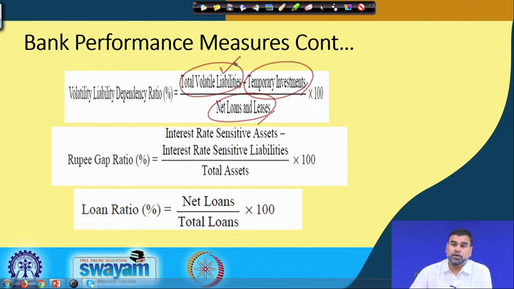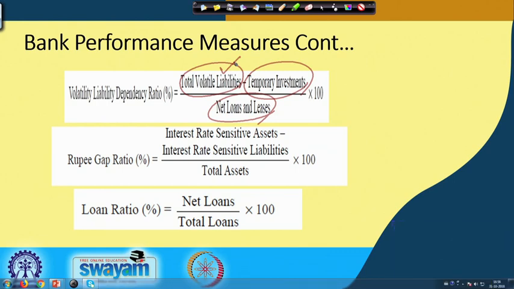They may change frequently, or there may be sudden jumps at some very specific time period. So, to avoid this kind of problem or any situation which can adversely affect the bank's reputation, the banks should have enough liquid assets, which is measured through the temporary investments. So, whether that investment is good enough to cover the fluctuations happening in those liabilities or not is measured through the volatile liability dependency ratio.